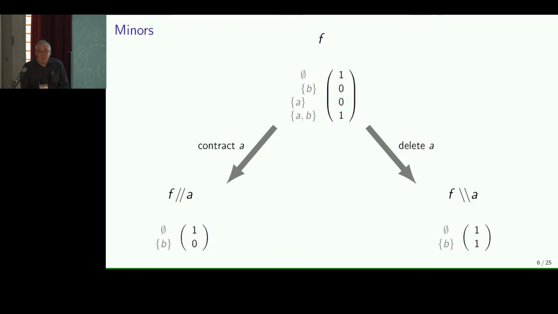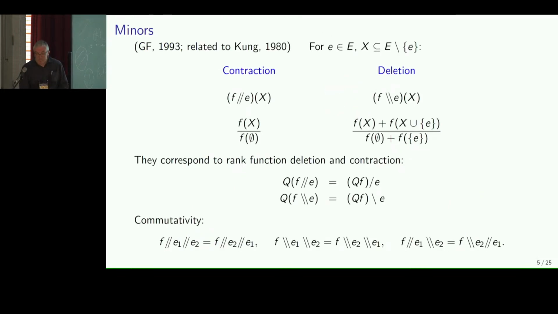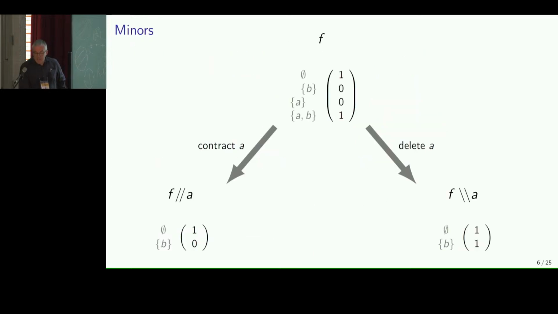Yes, question? For the previous slide, does the definition of contraction depend on e? Yes, it does. That's a good question. For contraction to work, X has to be a subset of the ground set with e removed. So with appropriate scaling, you're really just restricting the binary function f to those subsets of the ground set that don't contain e. Thanks for that clarification. And likewise with deletion, X is a subset of big E minus little e, again. Okay, here's the calculation.